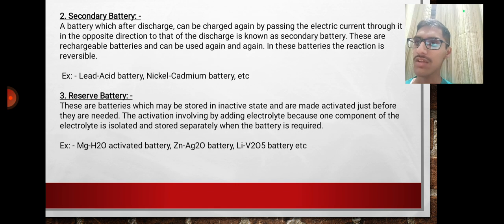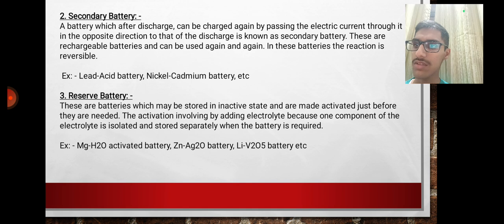Secondary battery: a battery which after discharge can be charged again by passing the electric current through it in the opposite direction to that of discharge is known as a secondary battery. These are rechargeable batteries and can be used again and again. In these batteries, the reaction is reversible. Examples: lead acid battery, nickel cadmium battery, etc.